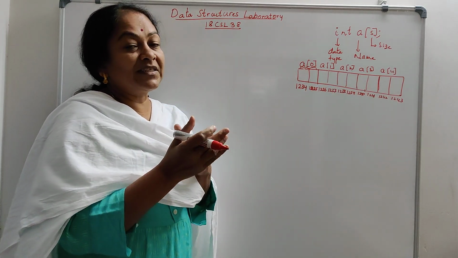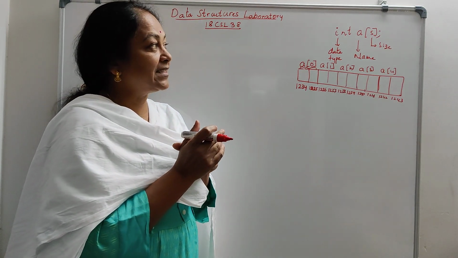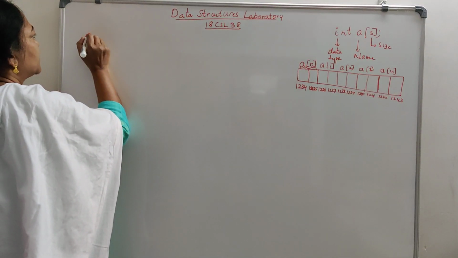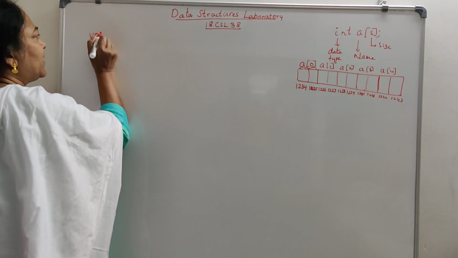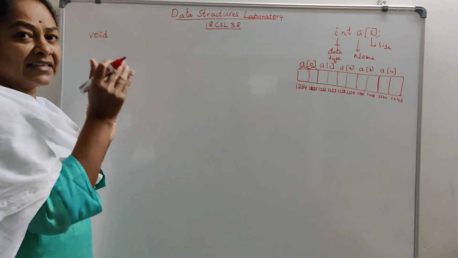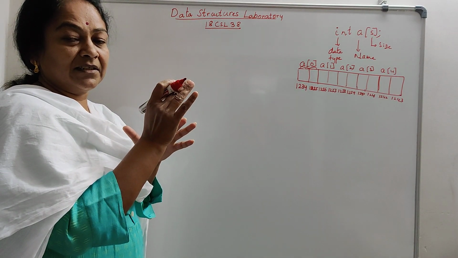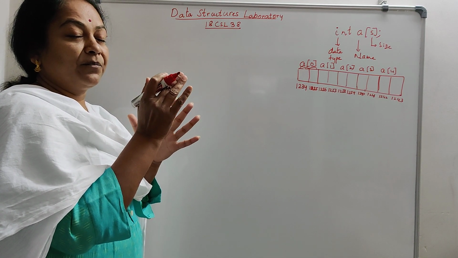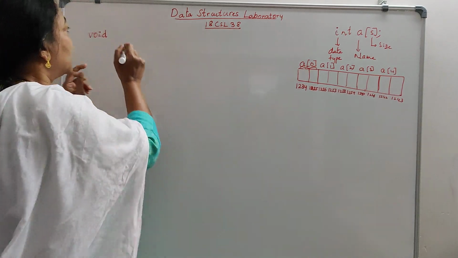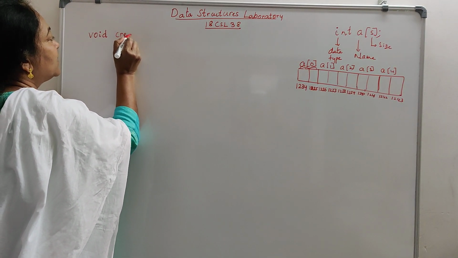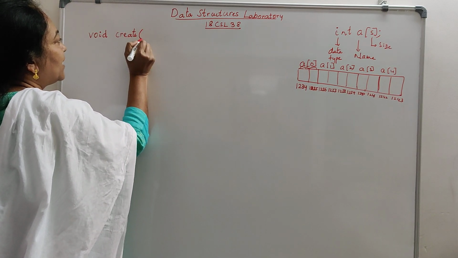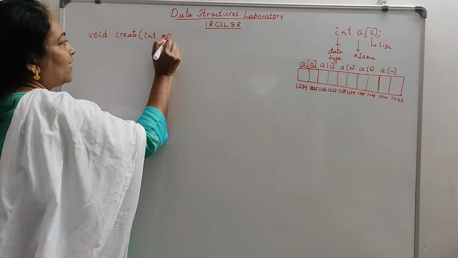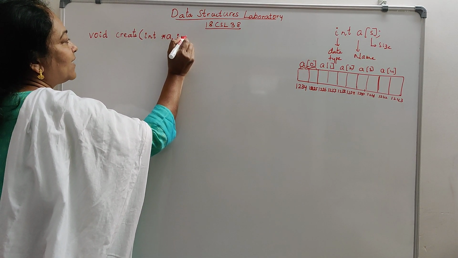Then the first function which we are going to write is a create function. This create function simply creates the array. It accepts the number of elements and also the array from the main function. This create function will be called from the main function. So what we are going to do is send the array and how many elements are there in the array.